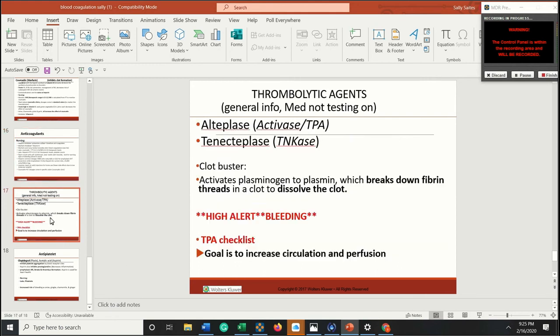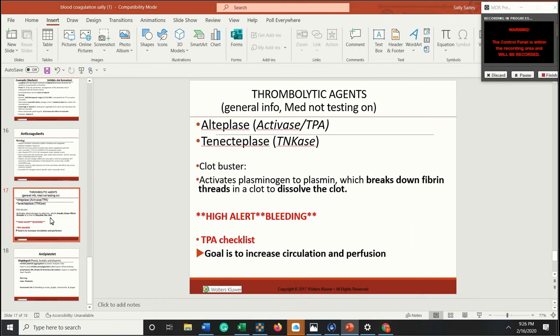This is the TPA that I was talking about. So we have alteplase and tenecteplase, or TNKase and Activase. You will not be tested on this medication. I just wanted to go over it with you very slightly, because this is the medication that breaks down the fibrin that helps dissolve the clot. And these are the only medications that do this.